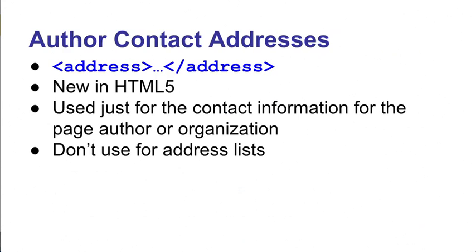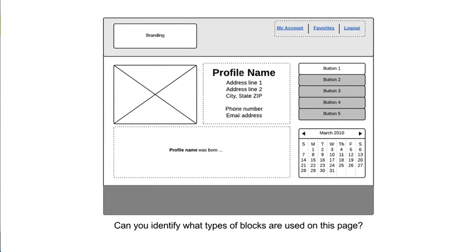The last block element surveyed by the chapter is address, which is supposed to be used for contact information for the page author, to be displayed somewhere like the footer. It's not supposed to be used for address lists, but many designers are already misusing it for that. Expect the standard to evolve over time to match how it's actually being used. Now for the test. Can you identify all the blocks on this page?